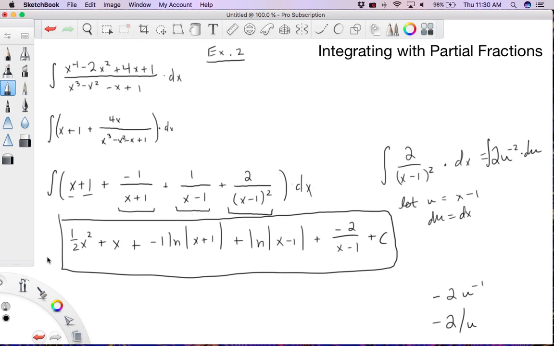Okay, I think I might do one more example, because there seems to be one more case that we have not addressed. So I will do that in just a moment. Let me clear all this stuff out.